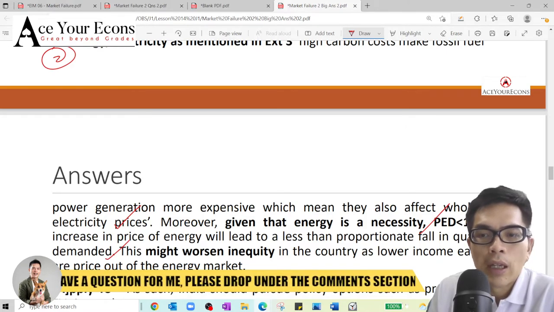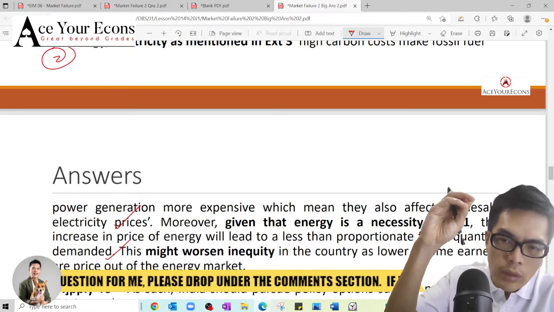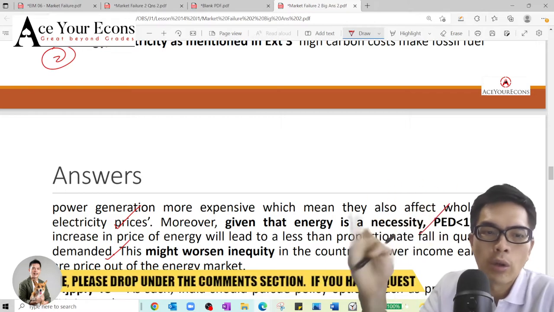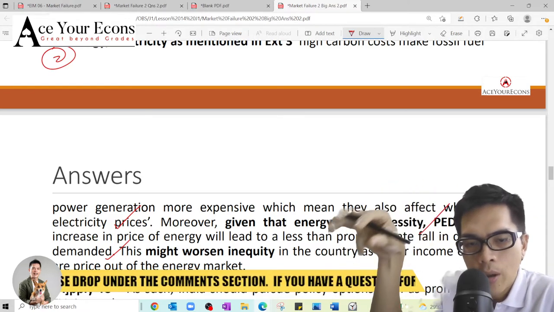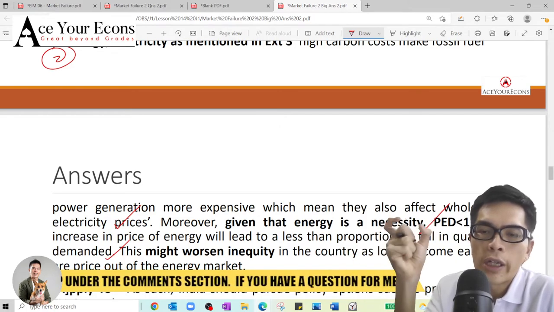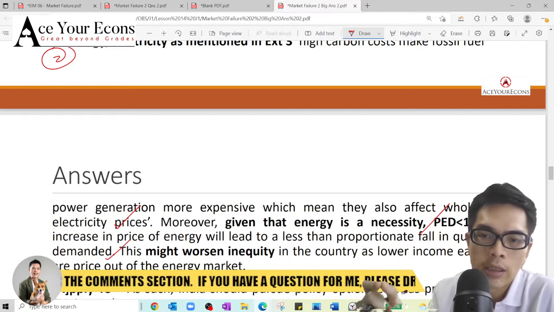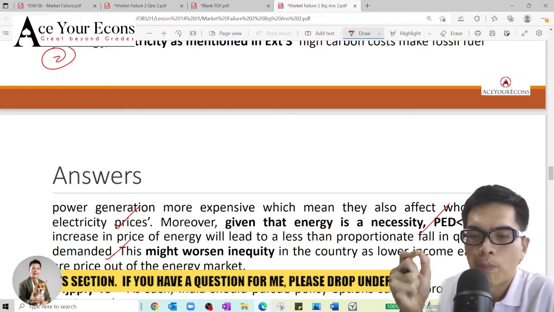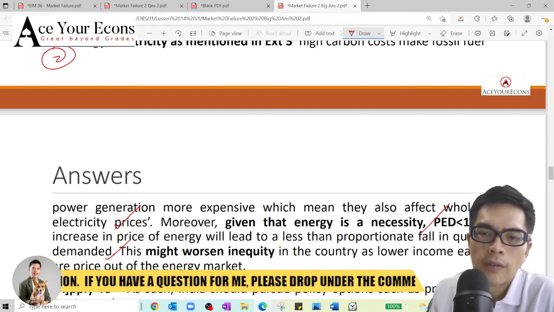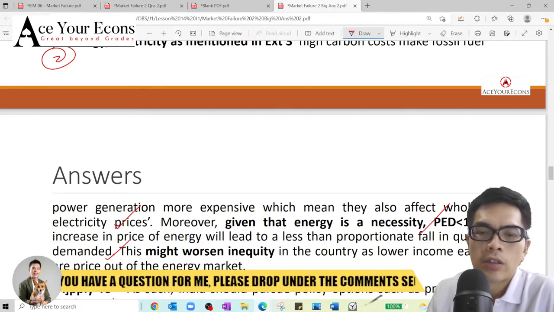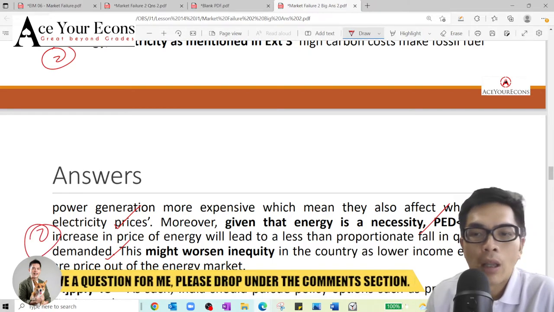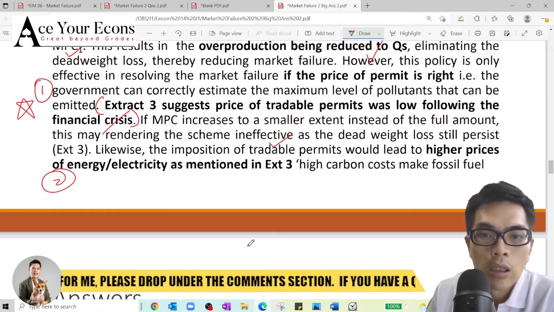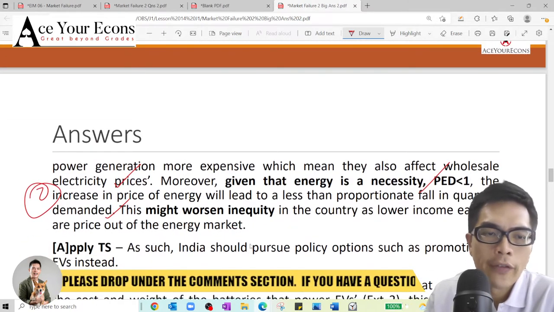So what does it mean? It means that your energy is of high necessity. For every given increase in price, your quantity demanded is going to fall by less. On top of that, you realize that the lower income earners will be the biggest losers, especially when energy is a necessity, because they have to pay a higher proportion of their income in the form of tax. So you want to relate to an unintended consequence here. You can see the combination of PED being inelastic and inequity coming in together. So you can choose either one or two as a form of limitation.